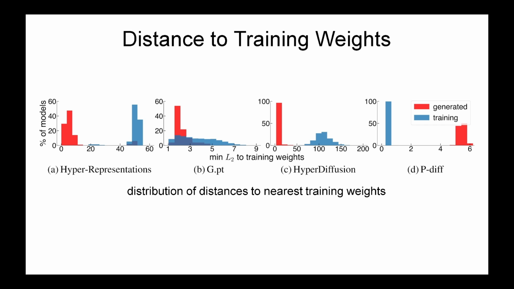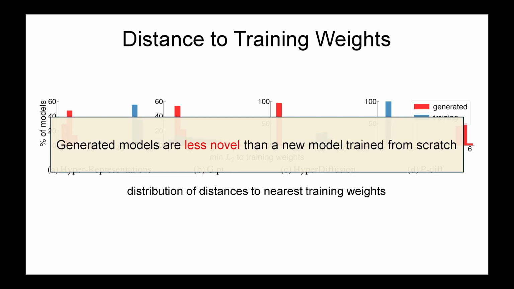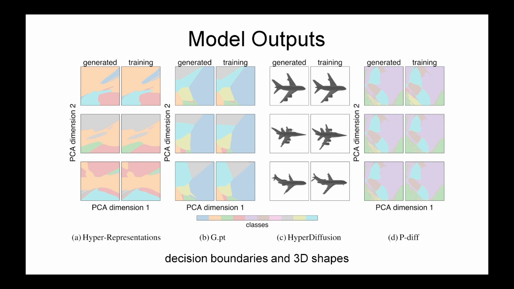pdiff is a special case because, unlike other methods whose training checkpoints are saved from different runs, its training checkpoints are saved from the same training run at consecutive steps. This discrepancy in distance distributions tells us that the generated checkpoints are less novel than a new checkpoint trained from scratch. On top of weight values, we also compare the behaviors of generated models and their nearest training models.